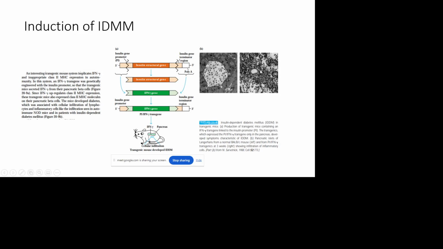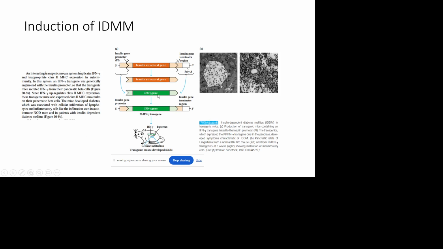So that will develop tissue damage, and the mice will develop diabetes because the damaged pancreatic tissue cannot secrete insulin. So blood glucose level will increase and the mice will develop diabetes, which is associated with the cellular infiltration of the lymphocyte. Here you can see this micrograph, this is the normal one, but upon the induction you can see that there is a high level of infiltration of the lymphocyte in the pancreatic beta cell, right?